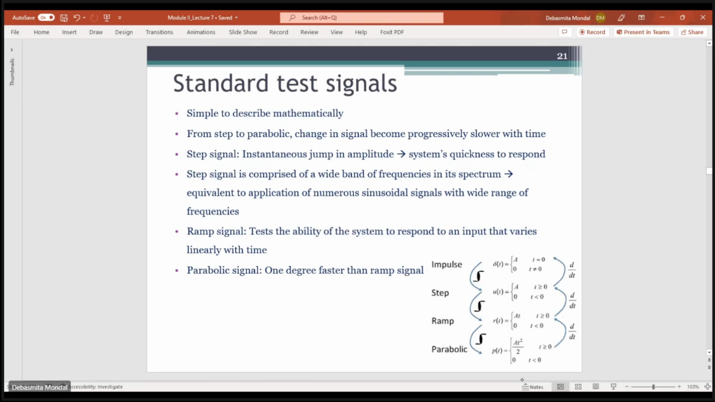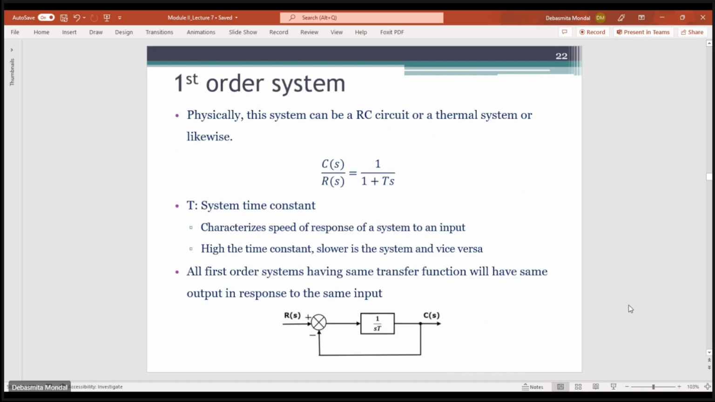So when moving from step to parabolic, you have to do one level of integration after another, and if you are moving from parabolic to impulse, you will have to do one order of derivative after another. This is very important because later on you will see that if you can find the response for one kind of signal, then it becomes easier to find the response for the other types of signal without going through the whole process.